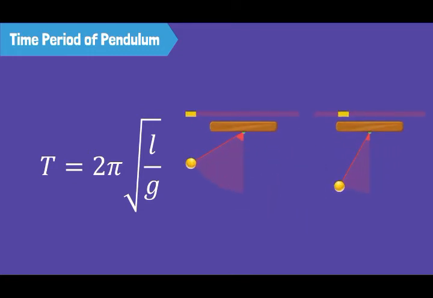Let's look at another example. Which of these two pendulums will have a greater time period? Again, look at the formula. We can see that the displacement between the mean and extreme positions, or amplitude, does not have any effect on the time period. Therefore, both these pendulums will have the same time period.